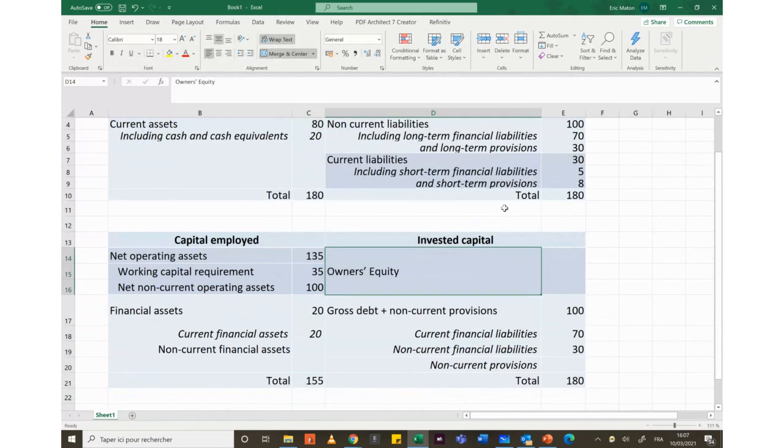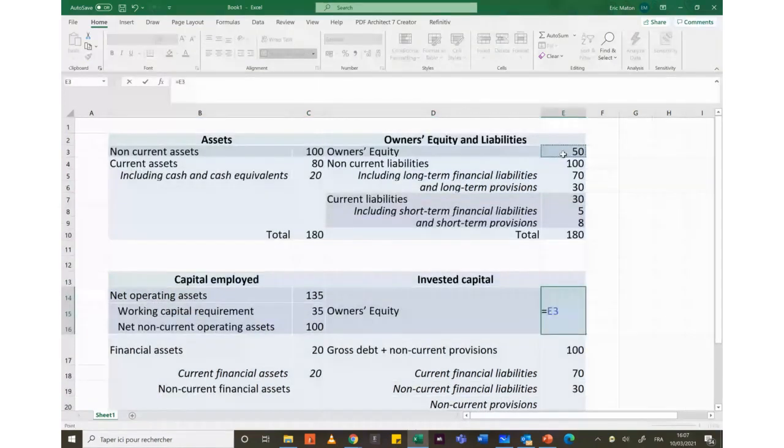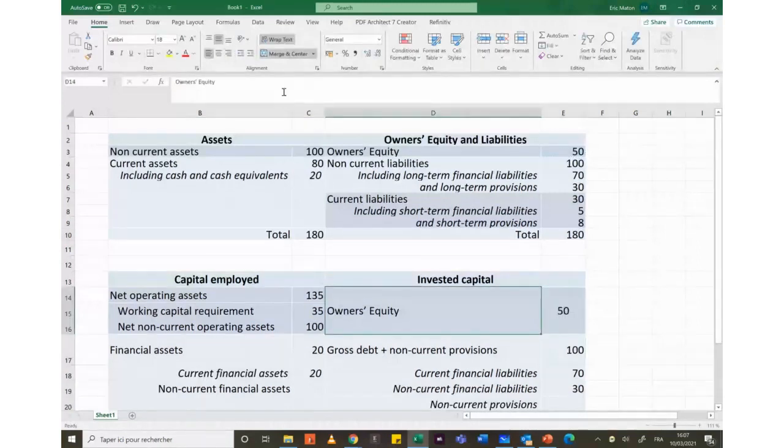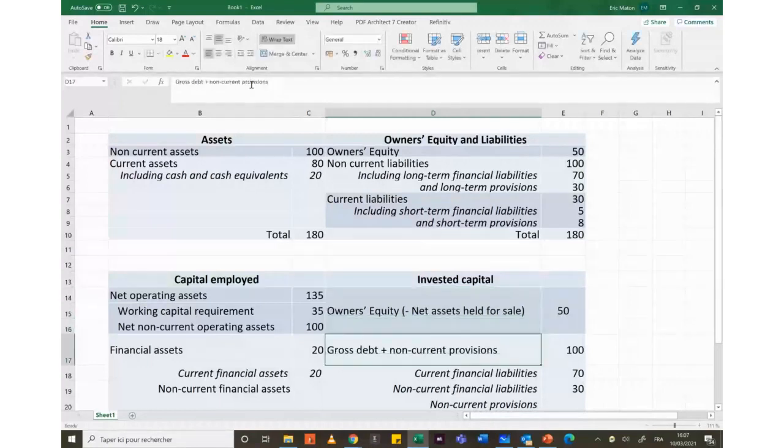In the equity, we keep all the equity, 50. What is possible to do is to eliminate minus net assets held for sale. So if you have some assets you will sell, you can eliminate them from the equity. But here we don't have this information.